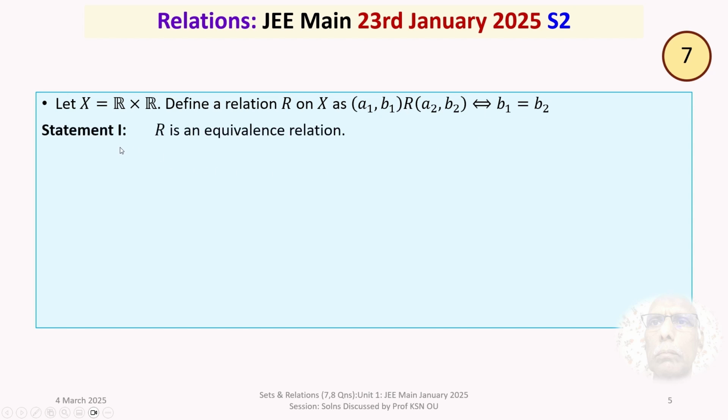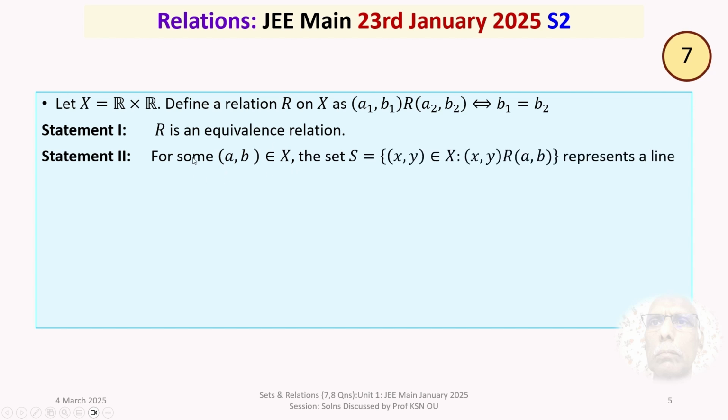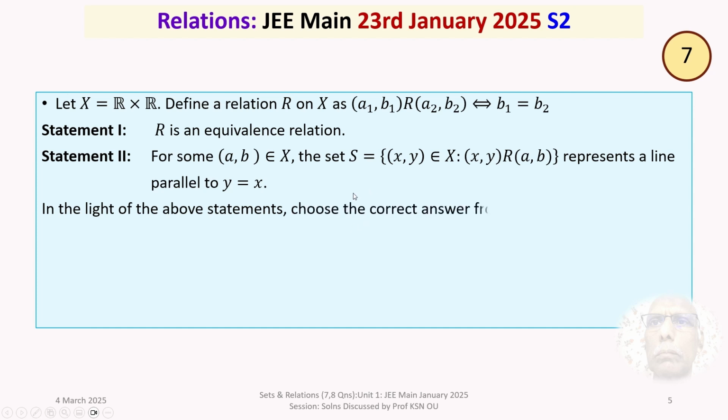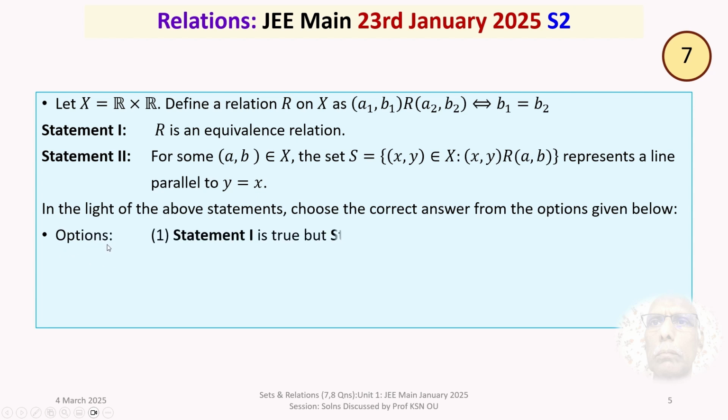We are given two statements. Statement 1, R is an equivalence relation. Statement 2, for some given A, B belonging to X, the set S equal to the set of all ordered pairs X, Y from capital X such that X, Y is related to A, B represents a line parallel to Y is equal to X. In the light of the above statements, choose the correct answer from the options given below. We are given 4 options.